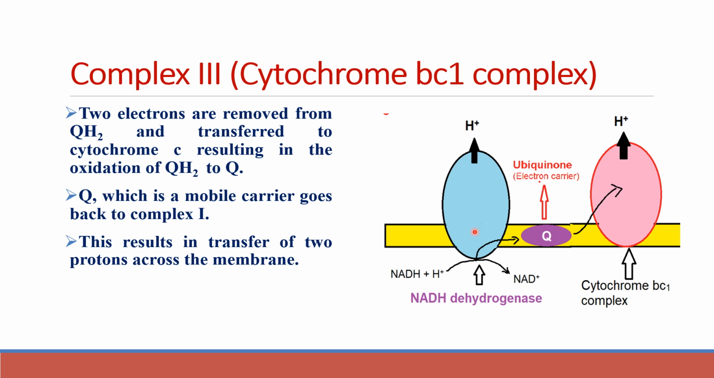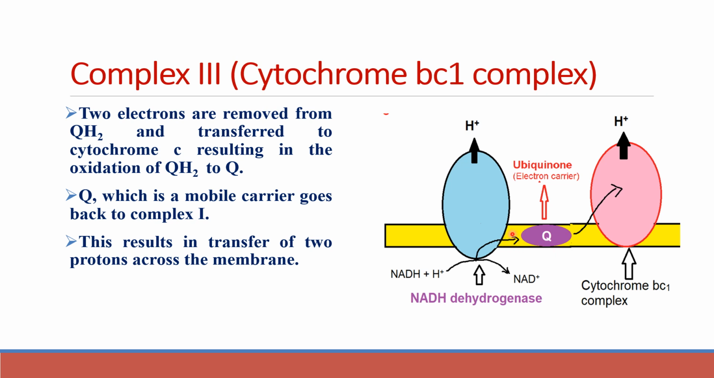Next we have complex 3, which is called the cytochrome BC1 complex. 2 electrons are again removed from this QH2 which is formed here, and these are transferred through this mobile carrier to complex 3. As a result of this transfer, QH2 is converted back to Q and returns to its position.